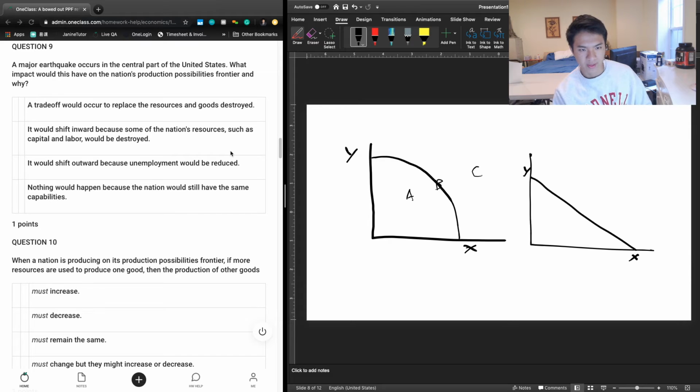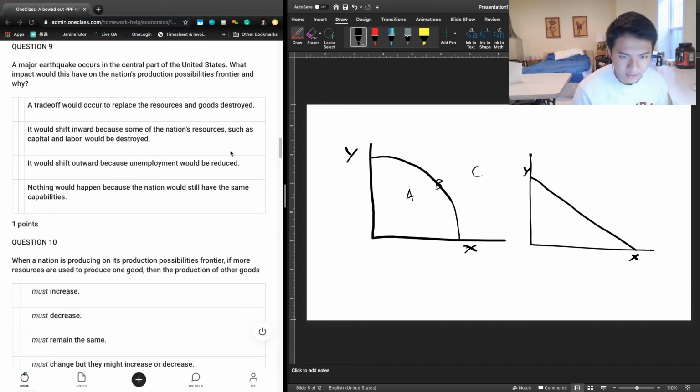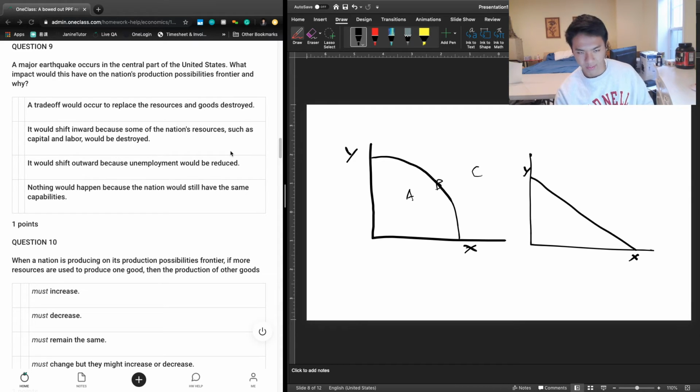B: It would shift inward because some of the nation's resources, such as capital and labor, would be destroyed. That's much more likely to be the case because a loss of resources is going to shrink the possibilities of what you can produce. If you lose all your factories, there's no way you can produce as many cars or motorcycles as you did before. C says it would shift outward because unemployment would be reduced. I'm unsure why an earthquake would reduce unemployment, so we're not going to pick that one. D: Nothing would happen because the nation would still have the same capabilities.